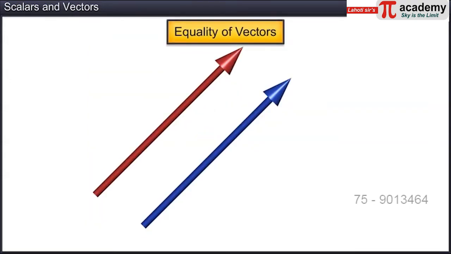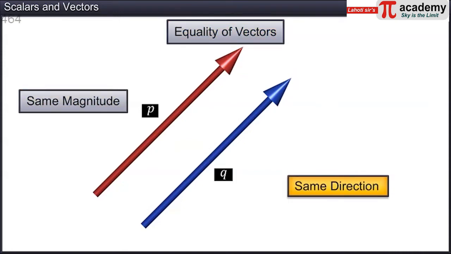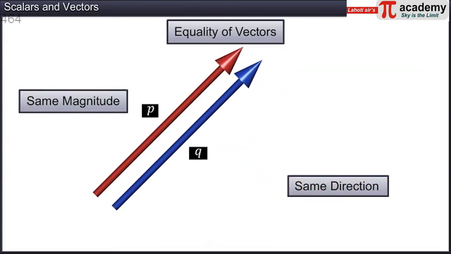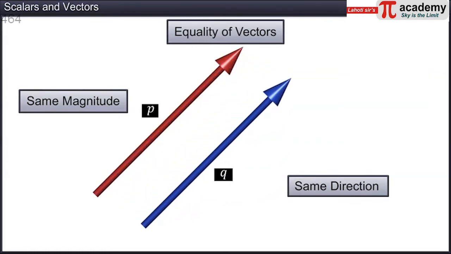Now, let us learn about the equality of vectors. Consider two vectors, P and Q. These vectors are said to be equal only if they have the same magnitude and the same direction. P and Q are two equal vectors. You can prove this by shifting vector Q parallel to itself and overlapping it with P. The equality of these vectors is expressed as P is equal to Q.